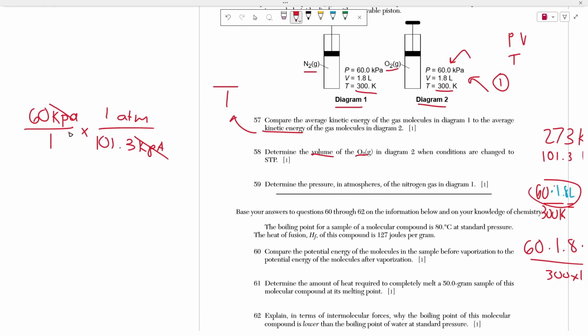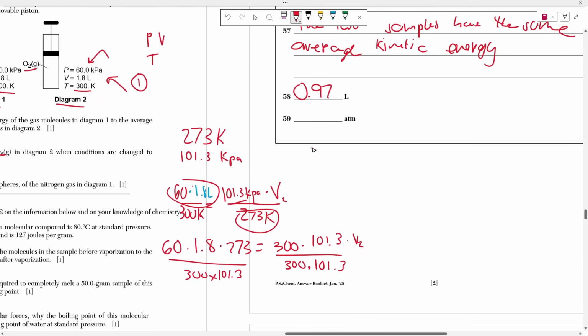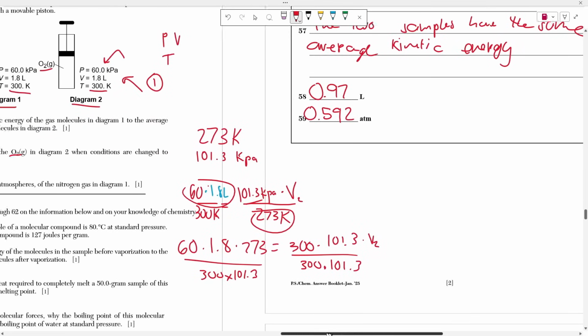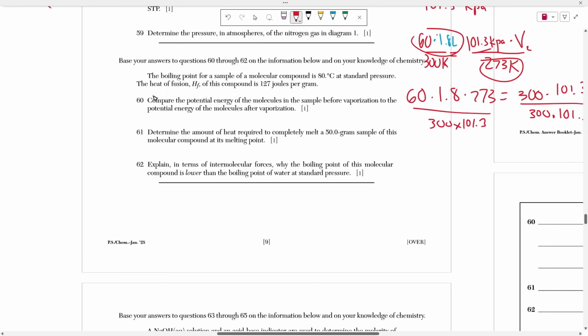So if you plug this into your calculator, you're going to get 0.592 atmospheres, so 0.592 atm, or atmospheres, okay? So number 60 to 62, it says the boiling point for a sample of a molecular compound is 80 degrees Celsius at standard pressure. The heat of fusion, or HF, of this compound is 127 joules per gram, okay? So that's the heat of fusion.